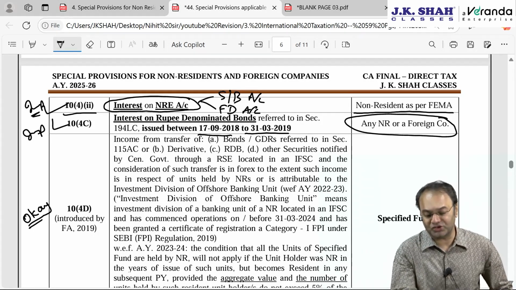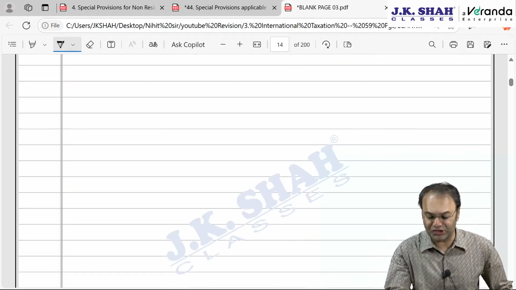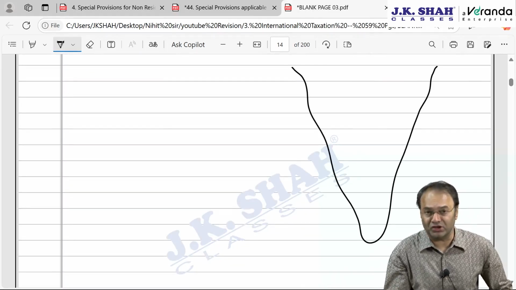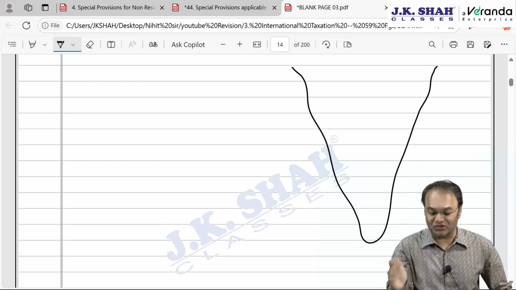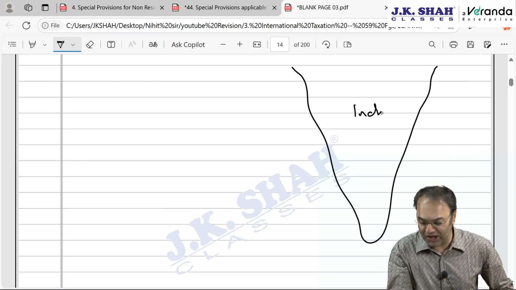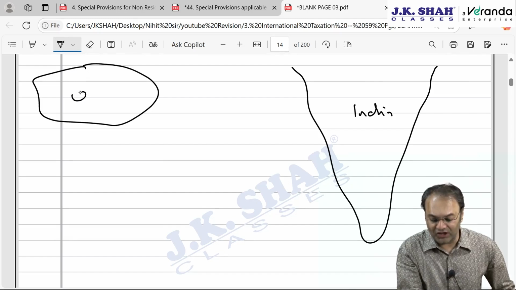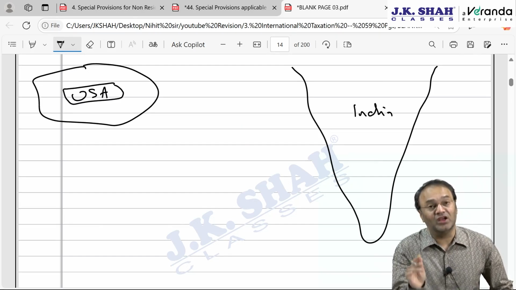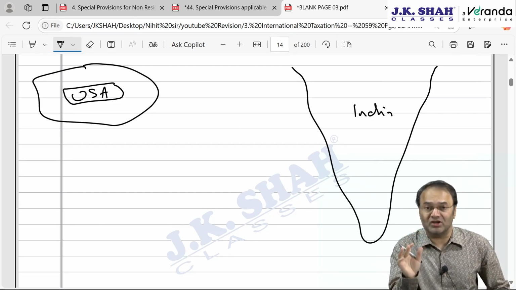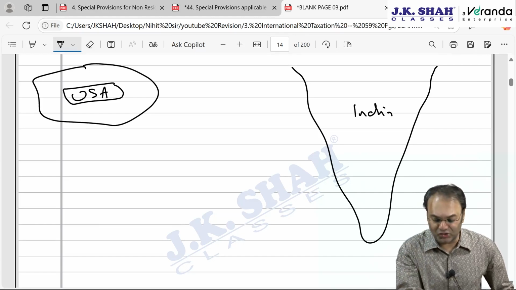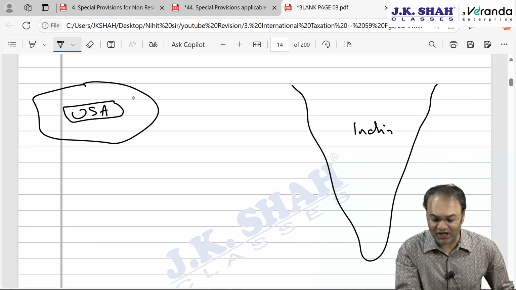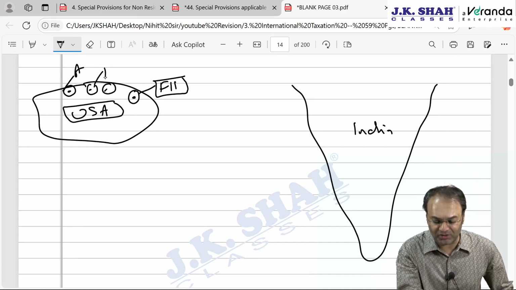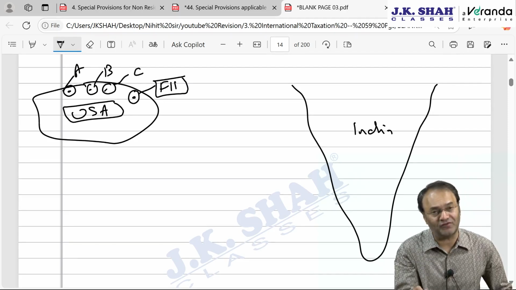This is applicable to specified fund. What is specified fund? I told you in some chapters, DTAA also, TDS also, and special rates of tax also, chapter 12. Supposedly this is India and this is USA. We had discussed it in detail in a chapter called special rates of tax, chapter 12. This is USA. Here there will be some FII. FIIs, foreign institutional investors, are incorporated in USA, incorporated in foreign country. Suppose it has 3 investors, A, B and C. Mr. A, Mr. B, Mr. C, all 3 of them are residents of USA.